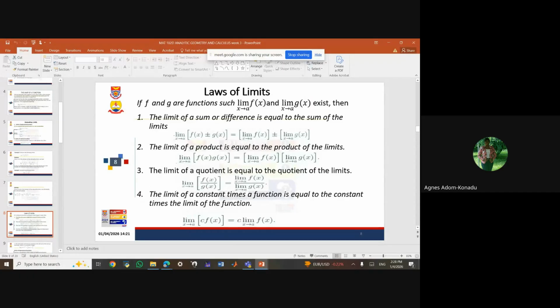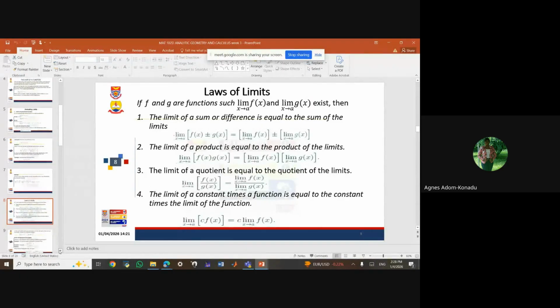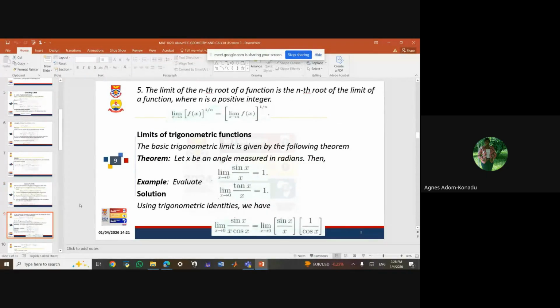Then we also looked at some laws of limits. And then we also looked at limits of trig functions. With that, we started with the theorem that the limit as x approaches 0 of sine x over x is equal to 1. And we said that x is the angle. So that means that the value of the angle should be the same as the value in the denominator. We looked at this example and we were able to prove that the limit as x approaches 0 of tan x over x is 1.